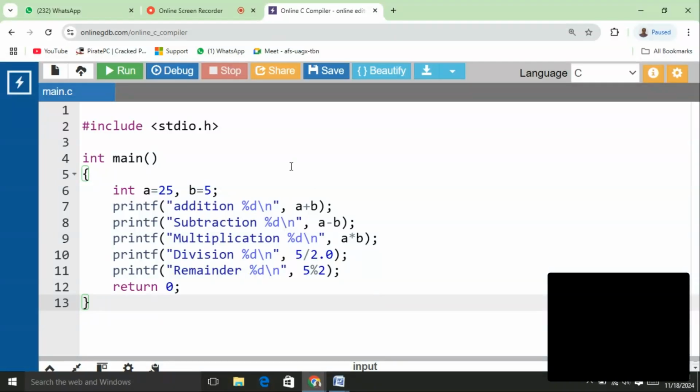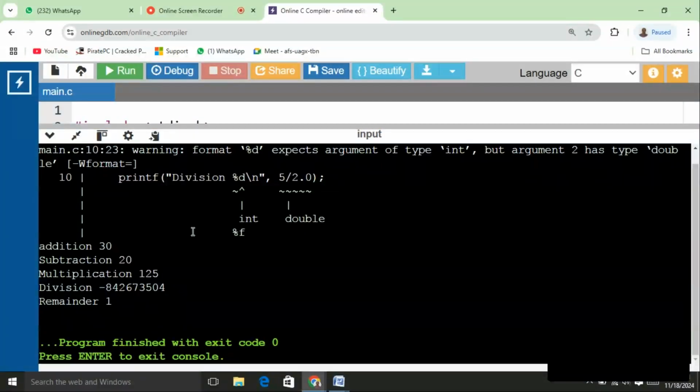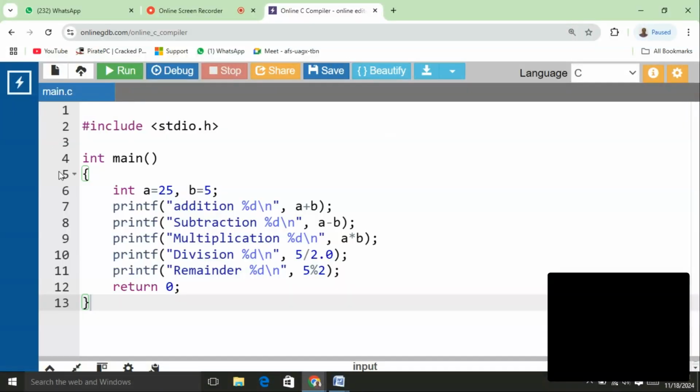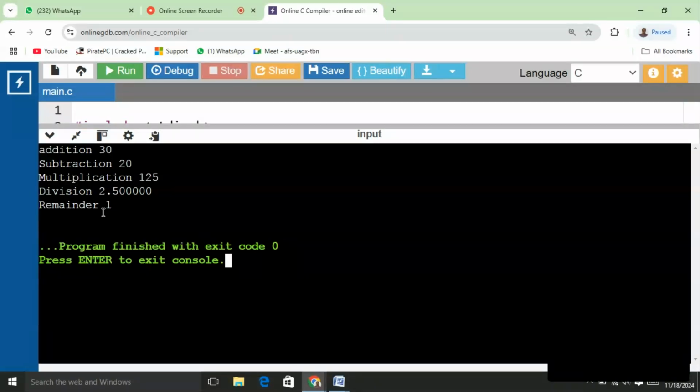This is also wrong because it will generate 2.5, but we are trying to accommodate the floating point value 2.5 in an integer. Please observe that this is an integer and this is a double, that means a floating point value. It will give the wrong answer here. Okay, friends, so this is the discussion especially about the slash. Now I correct it to get the floating point value right.